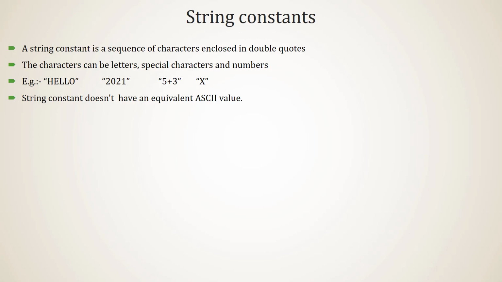For example, hello within double quotes. 2021 within double quotes is not a number, it is actually a string. 5 plus 3 within double quotes is a string, it is not 8. And x within double quotes is not the same as x within single quotes. A string constant doesn't have an equivalent ASCII value. Earlier we studied how character constants are stored in memory. How string constants are stored in memory will be discussed later.